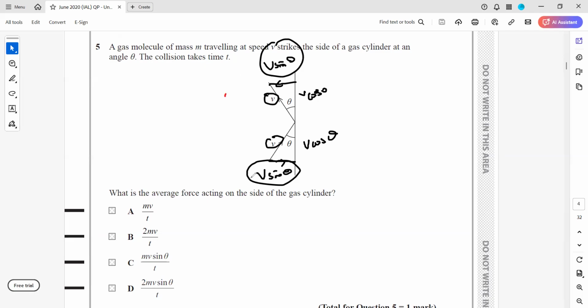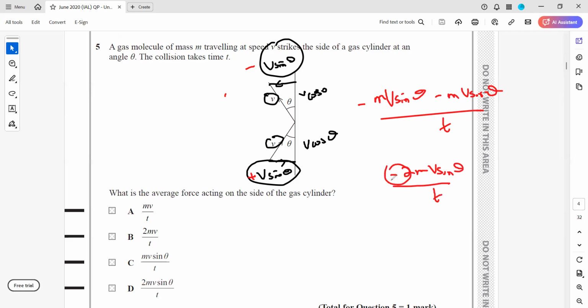So if I take this as negative, I'll take this as positive. Or if I take this as positive, the other one is negative. So when I use final minus initial, I will take minus mv sine theta minus mv sine theta, divided by t. So again, it will give me 2mv sine theta. The negative sign only shows the direction, but I'll get the same result. All the options are in magnitude. That's why I will get the same result. So it won't make a difference which one I take positive, the other one will be negative.